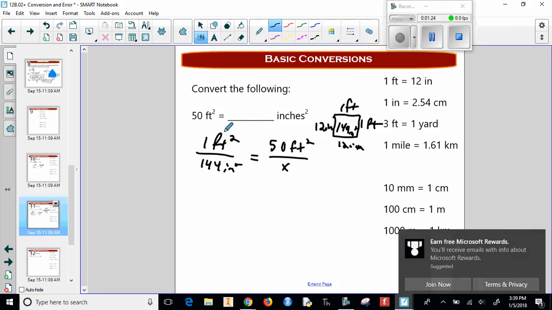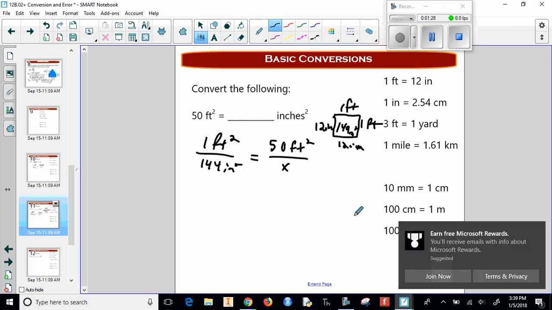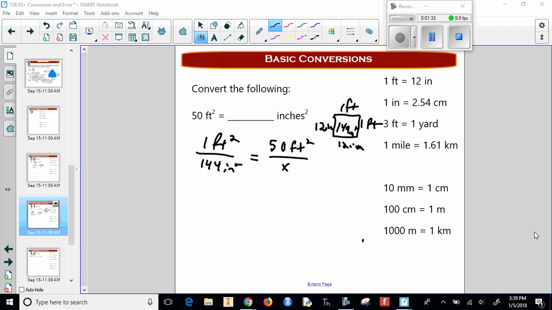So 50 times 144, I get 7,200. I must be so excited about getting those rewards. So 50 square feet is 7,200 square inches.